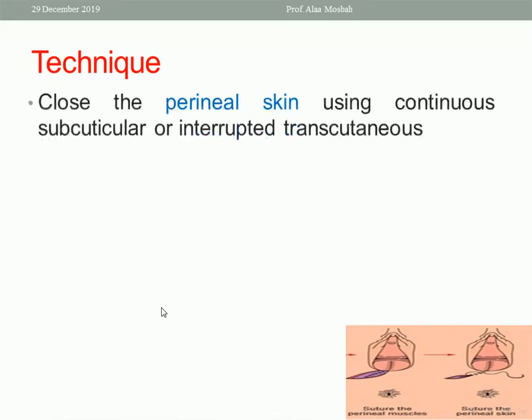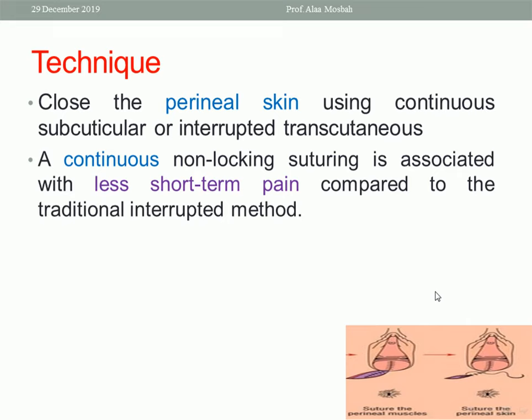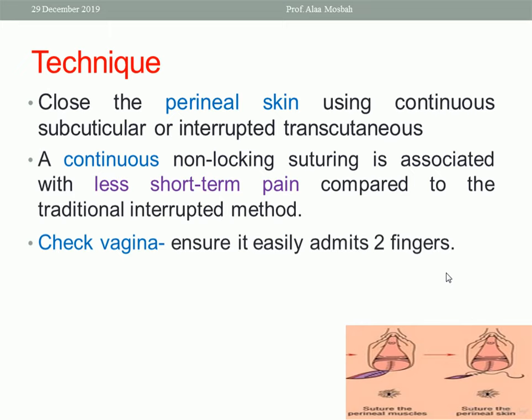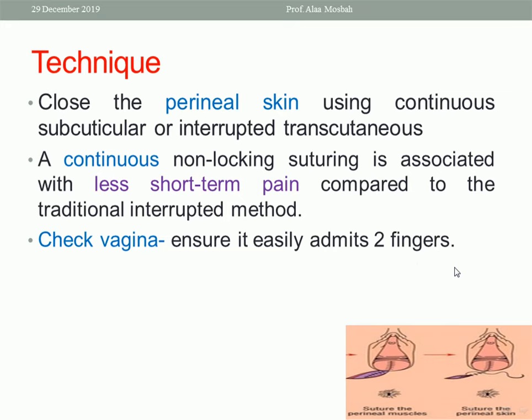Close the perineal skin, this is the last step, using continuous subcuticular or interrupted transcutaneous suture. As in this picture, you see here, we are suturing now this skin, either continuous subcuticular or interrupted. A continuous non-locking suture is associated with less short-term pain compared to the traditional interrupted method. Check vagina, ensure it easily admits two fingers so you didn't close the introitus too much.